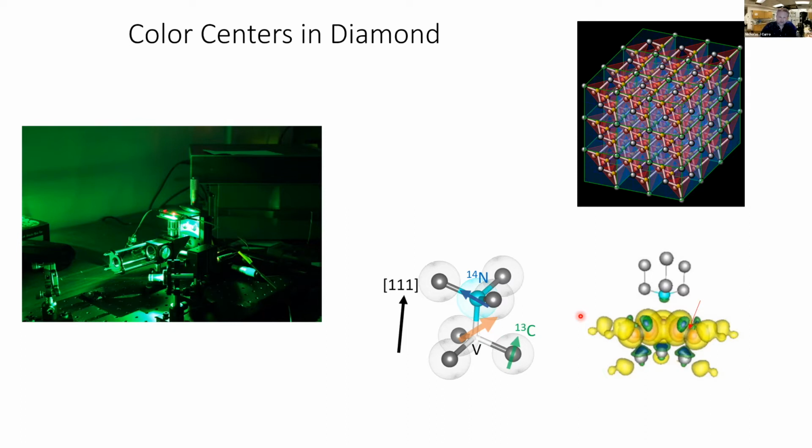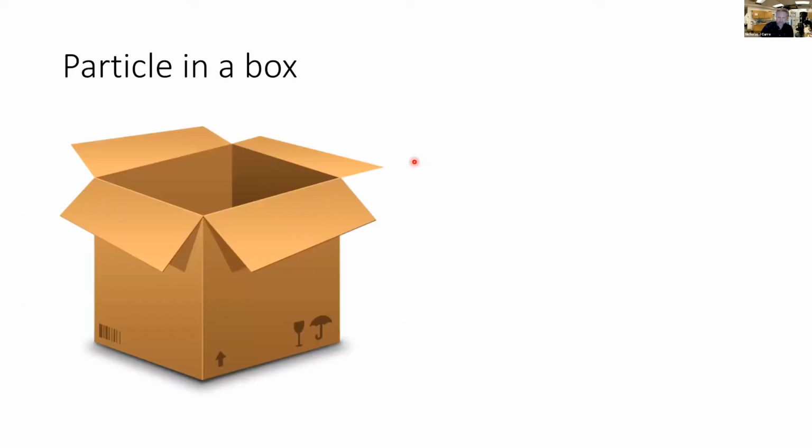On the left, you can see a picture from my lab where we're shining a green laser onto a diamond with NV centers, and it looks reddish here, and that reddish color is coming from these NV centers. The NV center is one example of a defect state in a crystal, and these have been studied for decades. They're known as color centers because they're responsible for what gives crystals different colors.